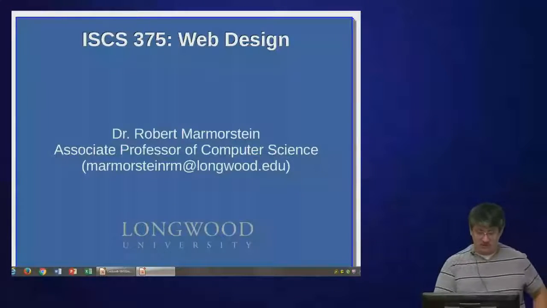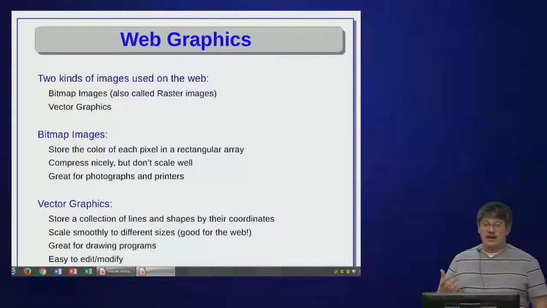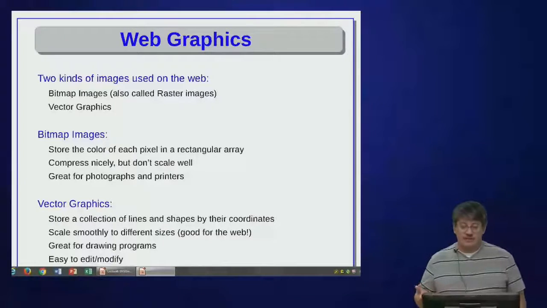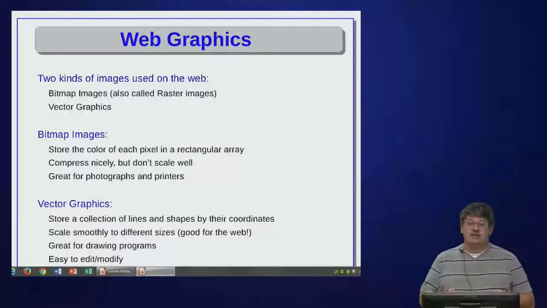Today we're going to talk about scalable vector graphics. There are actually two kinds of images that are commonly used on the web. The first kind of image is called a bitmap image or a raster image. Another type of image is called a vector graphics image, and that's what we're primarily going to talk about today.